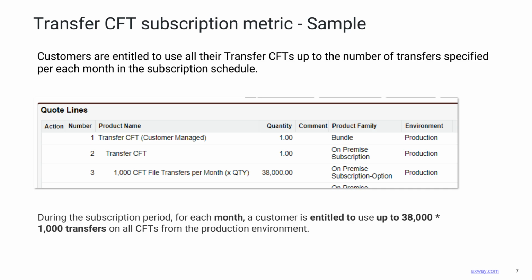As you may know, when TransferCFT is used on a subscription basis, the metric quantity defined in the contract is the max quantity that may be consumed per month. In the sample you see, during the subscription period for each month, the customer is entitled to use up to 38,000 multiplied by 1,000 transfers, so 38 million transfers.